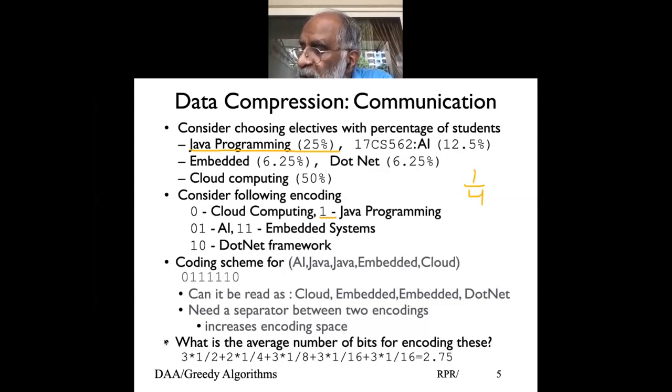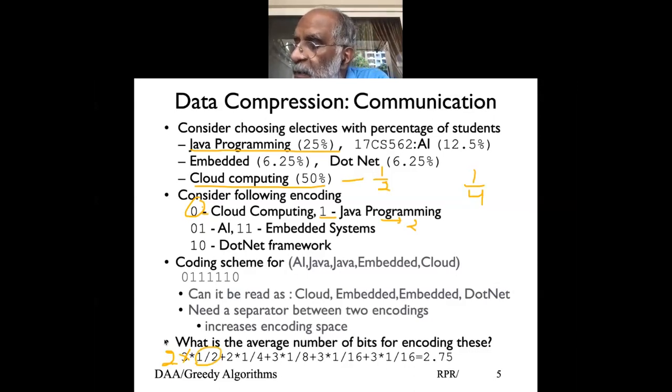Plus 1 for the separator space, that means it is 2. Look at my cloud computing, it is taken by 50% of people, so the probability is 1 by 2. Cloud computing encoding is 0, plus with the separator I'll take 1 more space, so instead of 3 this should be 2. Cloud computing takes 2 bits, because 1 bit for the encoding plus 1 space, so 2 into a probability of half.